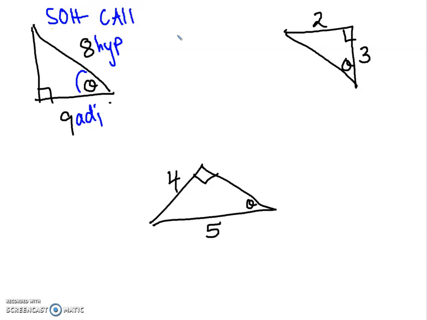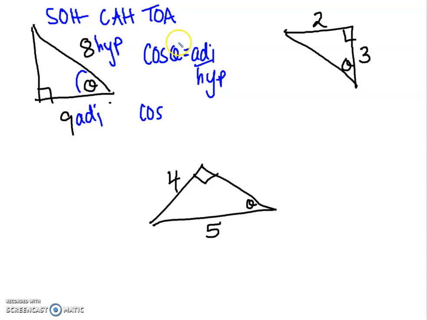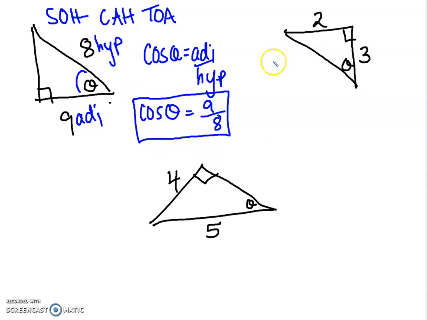SOHCAHTOA. We're looking for which trig ratio has a relationship between adjacent and hypotenuse, or A and H. And here it is, CAH, A and H. So the cosine of something is the adjacent divided by the hypotenuse. Then we can substitute those values in. We don't know the angle, so I leave this as theta. We know the adjacent is 9 and the hypotenuse is 8. We'll leave it there for now, but in the future we're going to look at being able to solve for that missing angle.